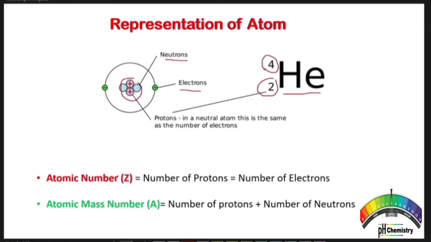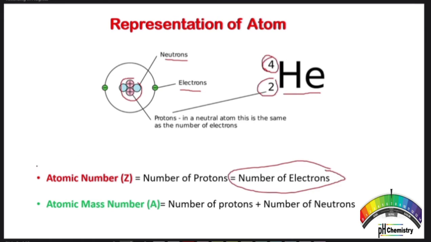Okay. So atomic number is always equal to the number of protons, which is equal to the number of electrons. Here you can see the atomic number is 2, so the number of protons is also 2 and the number of electrons is also 2. And the atomic mass number is the summation of the number of protons and neutrons. Here you can see the number of neutrons is 2 and the number of protons is 2, and the atomic mass number is 4.